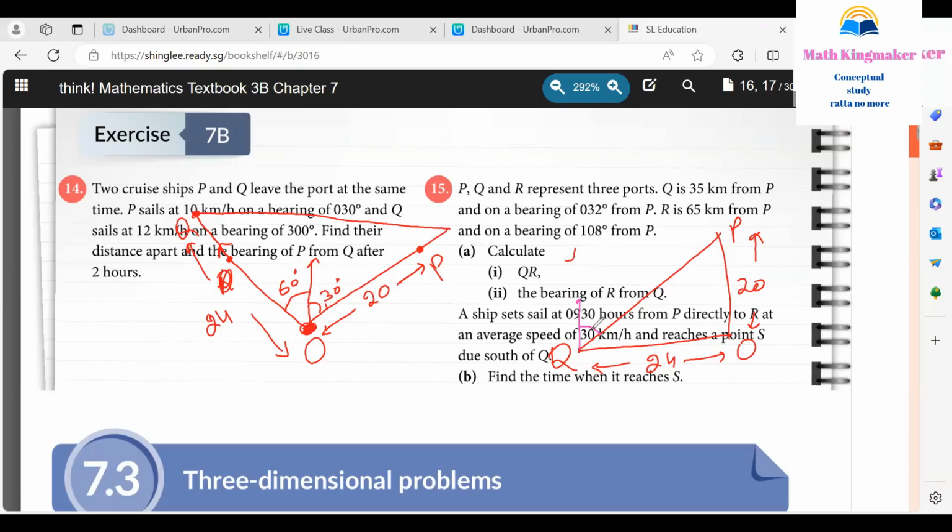I don't know why it is in the most difficult category. I think this is a very simple question. They are threatening the children with this red symbol. Does it look like a tough question? It's very simple.